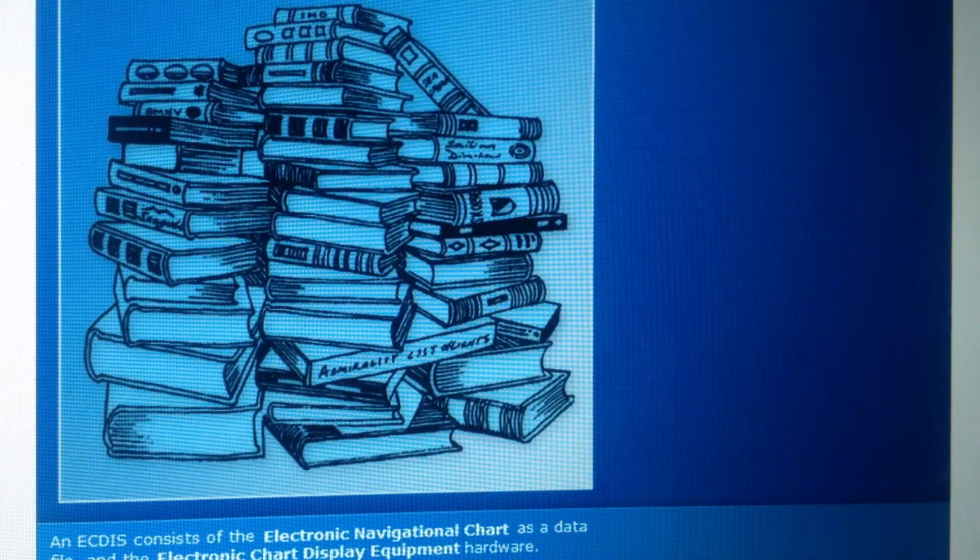In addition, ECDIS is a system which can also store and use information from lists of lights, sailing directions, tide tables, etc., together with a chart. That is the reason why IHO defines ECDIS as Electronic Chart Display and Information System.